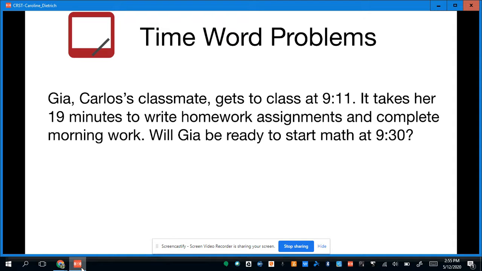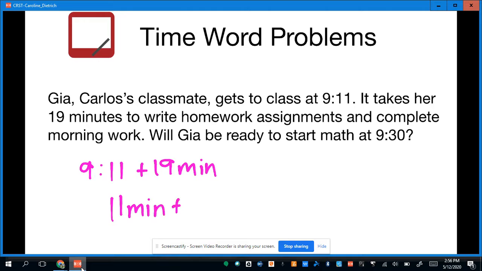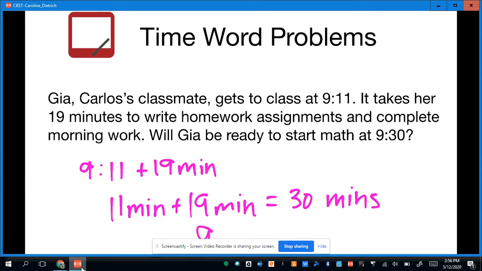Gia, Carlos's classmate, gets to class at 9:11. It takes her 19 minutes to write the homework assignments and complete morning work. Will Gia be ready to start math at 9:30? Okay, well, she's starting at 9:11 plus 19 minutes. So I'm going to say 11 minutes plus 19 minutes, which equals 30 minutes. So she will be ready at 9:30, which is when math starts. So yes.